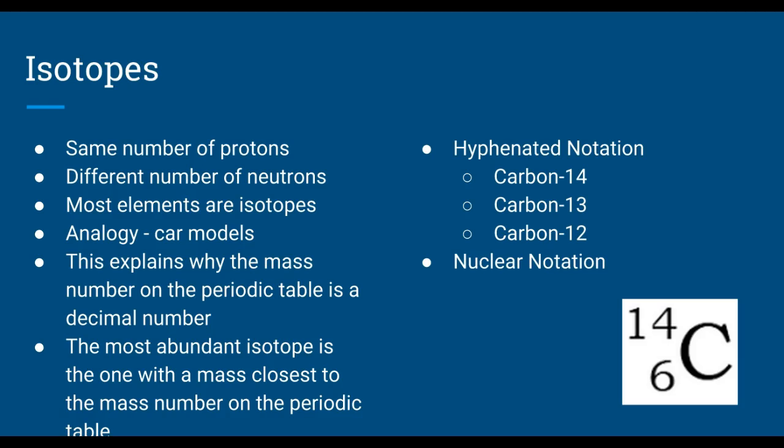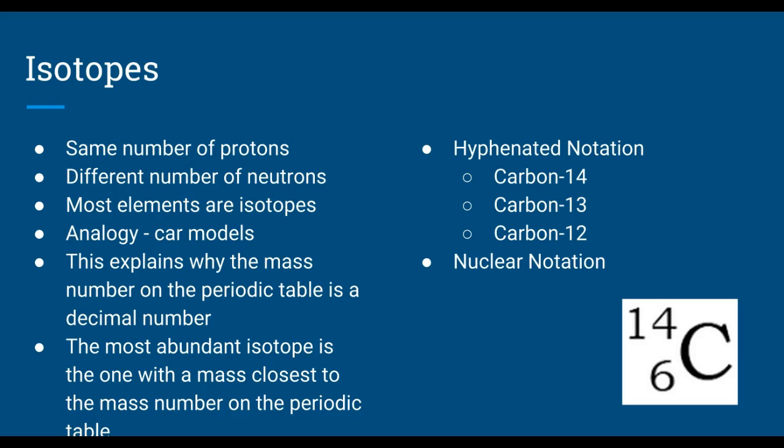We can indicate which isotope we are working with using either hyphenated notation or nuclear notation. Hyphenated notation is where you write the name of the element, or the symbol, followed by the mass number for that particular isotope. On the right side of your screen, you'll note that carbon-14 has a mass of 14, carbon-13 has a mass of 13, and carbon-12 has a mass of 12.